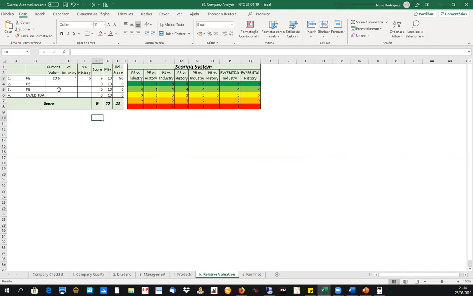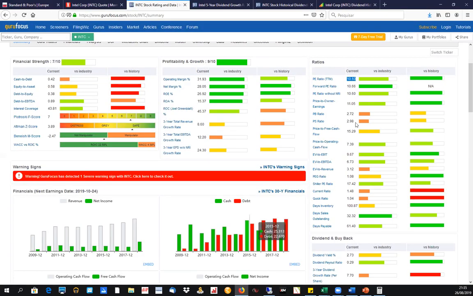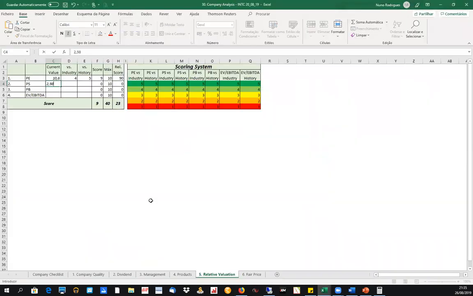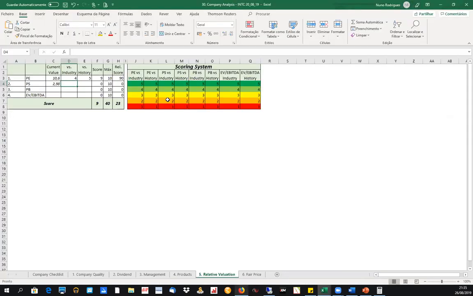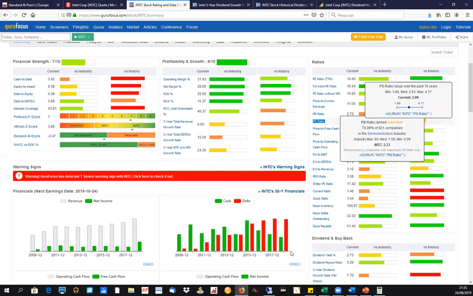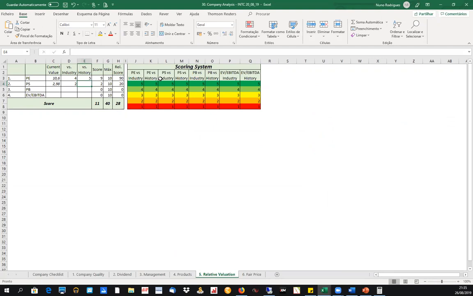Price to sales now. Price to sales ratio, we have 2.98. What's the color versus its industry? We have orange. So price to sales orange, we score a 2. And versus its history, we have yellow. So for yellow, price to sales versus its history, we score a 3.